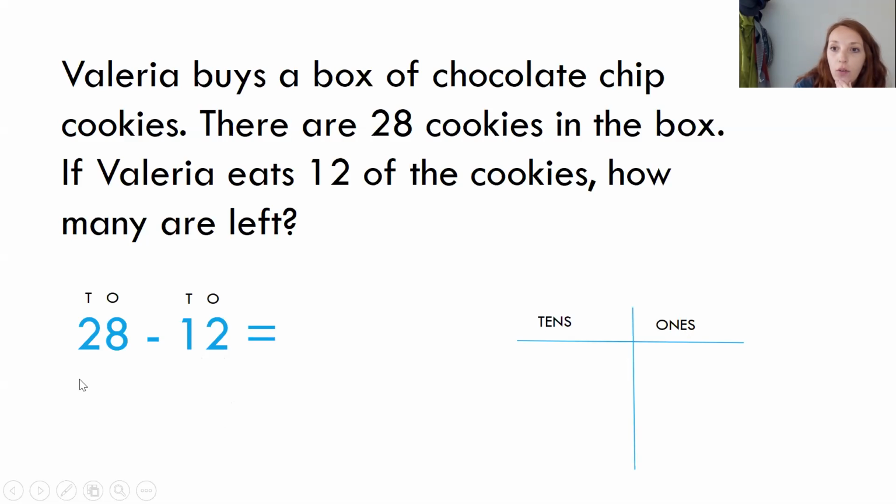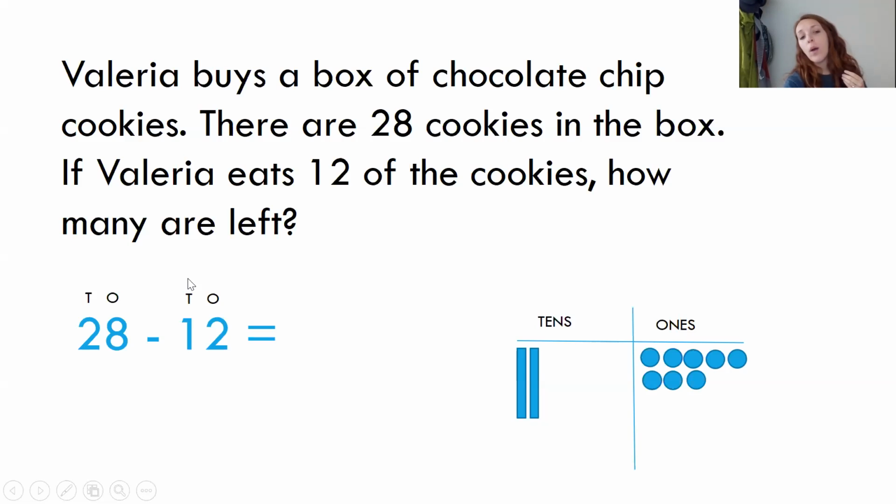What am I going to draw first? What does it tell me here? I need to draw two what? Tens or ones? I need to draw two tens. There are my two tens. How many ones do I need to draw? 8. I need to draw 8 ones.